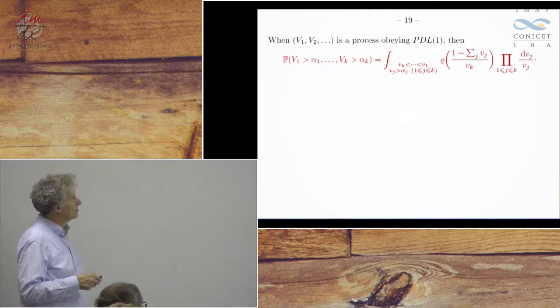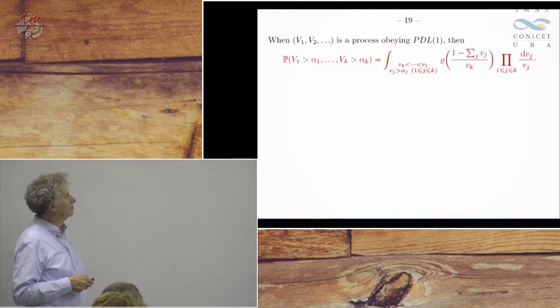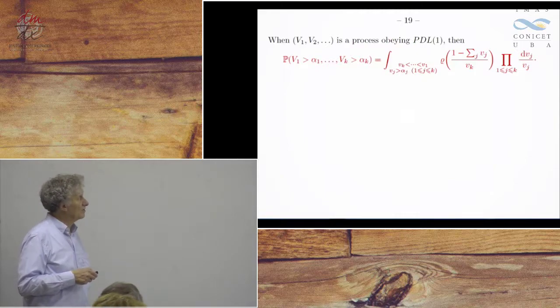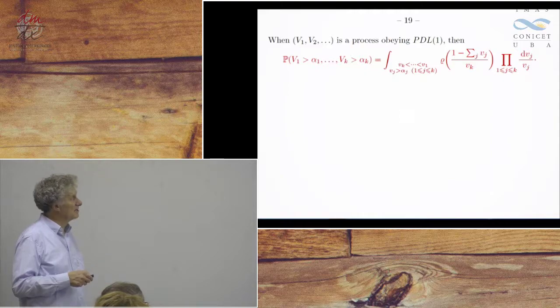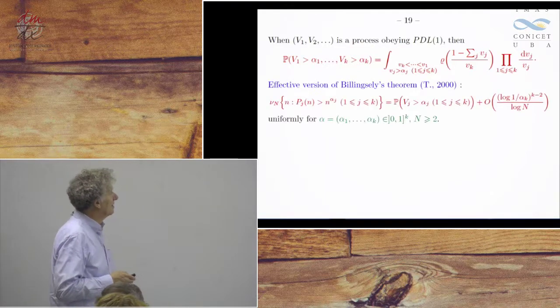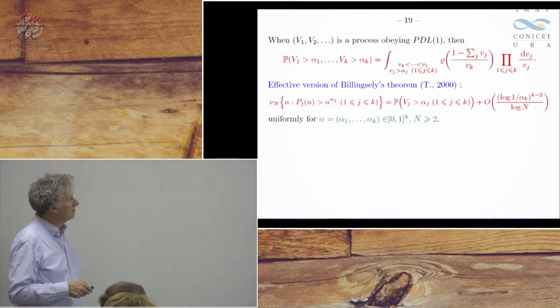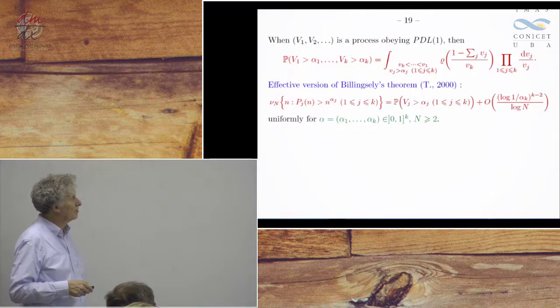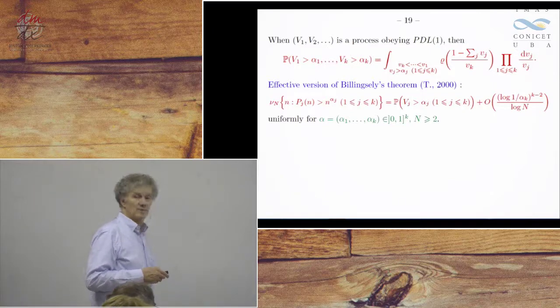Now, if you have a sequence obeying the Poisson-Dirichlet law, then the probabilities here can be expressed using the Dickman function, completely explicitly. In the year 2000, I gave an effective version of Billingsley's result with an error term, which is also optimal.